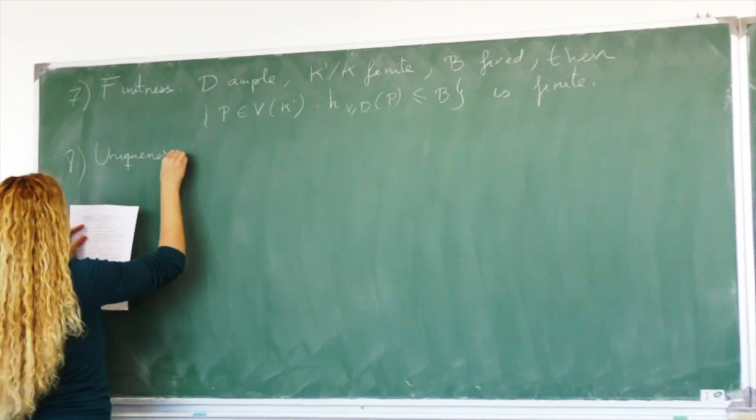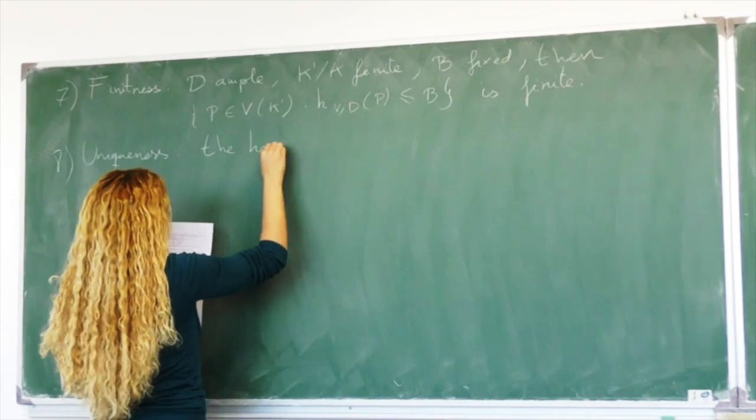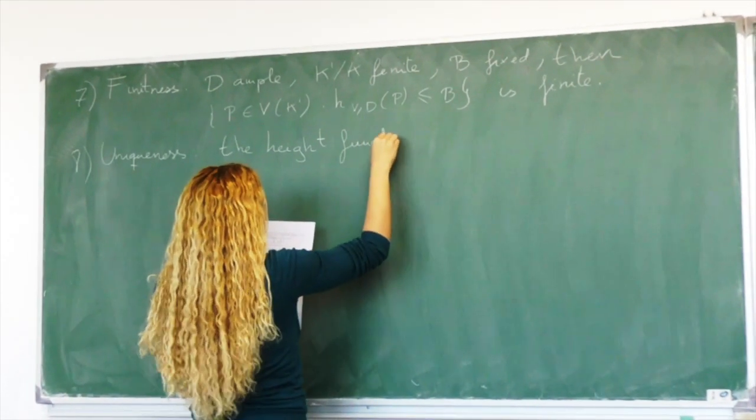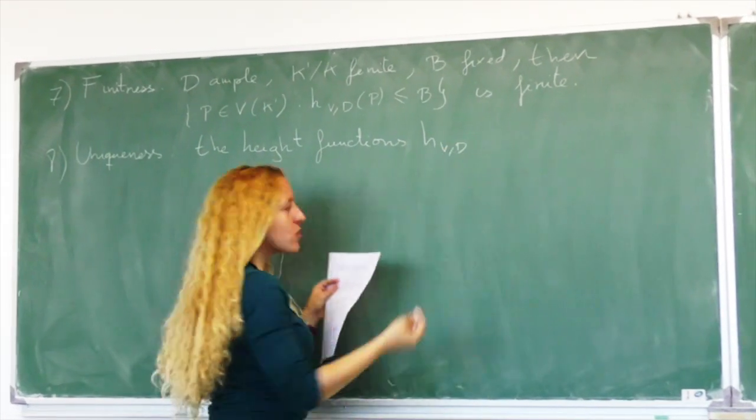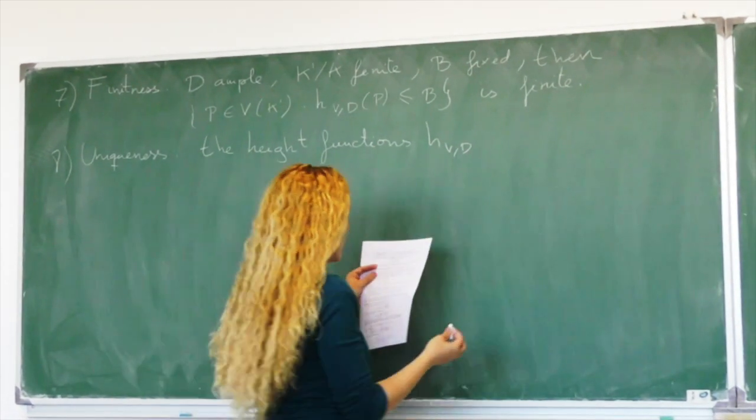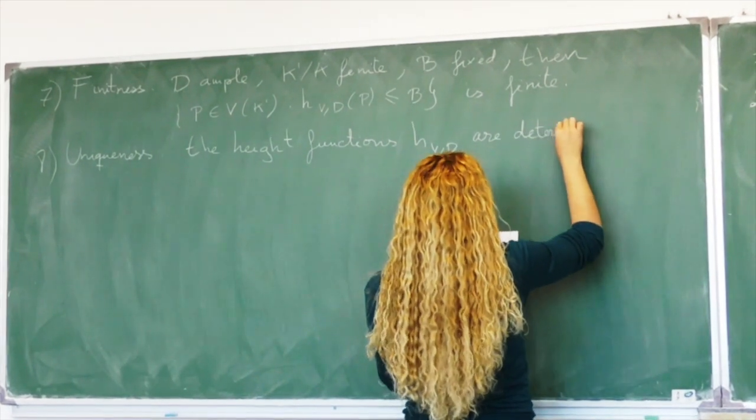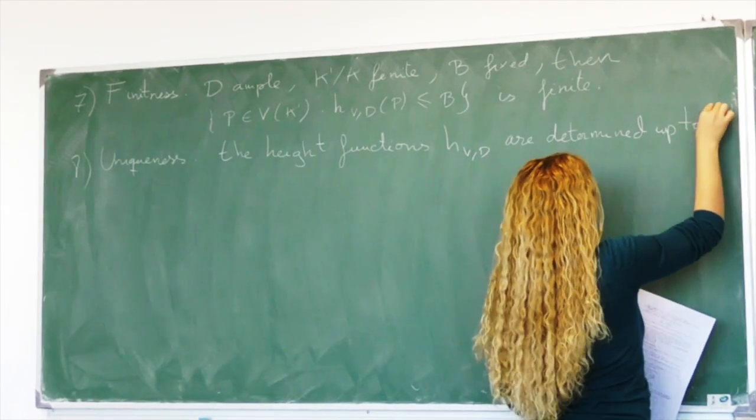Uniqueness. So actually those heights h_{B,D} depend on the divisor D that we are fixing, but they are determined up to a constant.